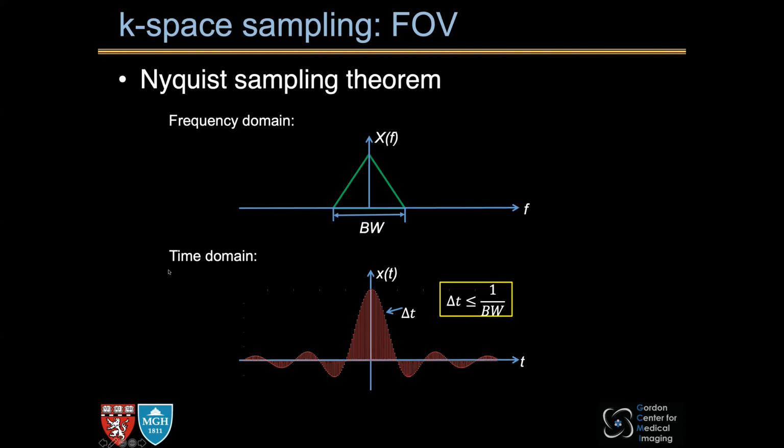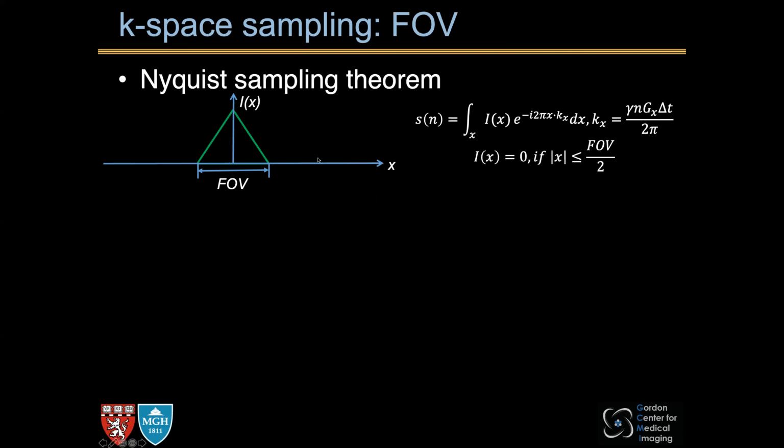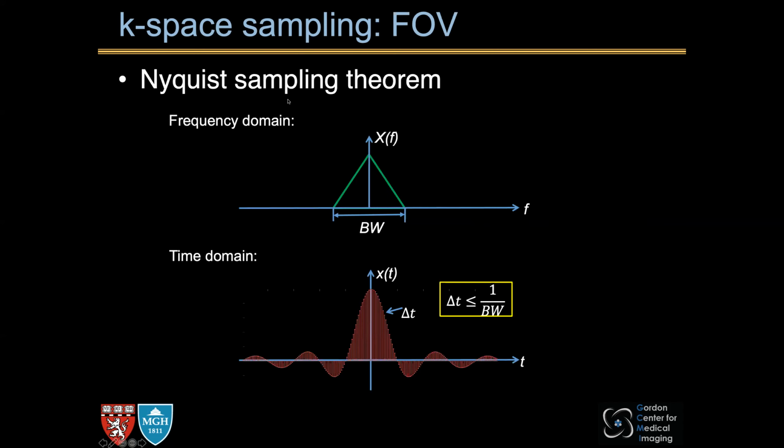The first question is sampling density. Well, the mathematical principle here is actually the Nyquist sampling theorem. To recap, the Nyquist sampling theorem says that given a signal that is band limited in the frequency domain, in the time domain we only need to sample the signal at a sampling period that is smaller than 1 over the bandwidth of the signal.